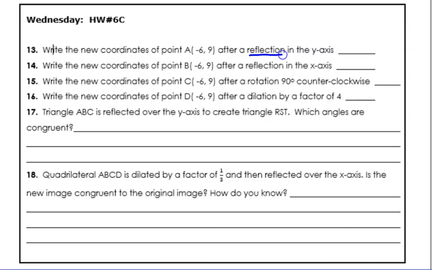So reflection is always an opposite, and you always do the opposite of whatever axis you're reflecting over. So if we reflect over the y-axis, we change the sign of x. Number 14, reflection over the x-axis. Well, if I reflect over the x-axis, I change the sign of y.